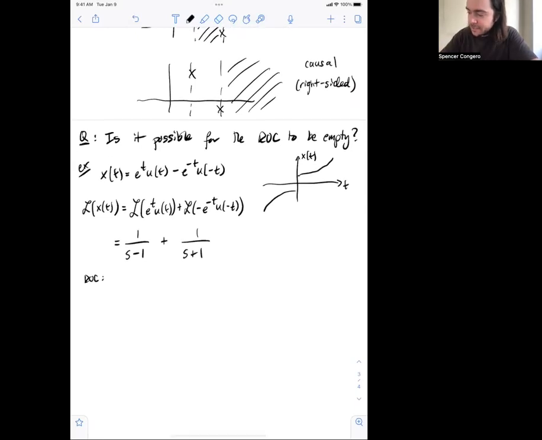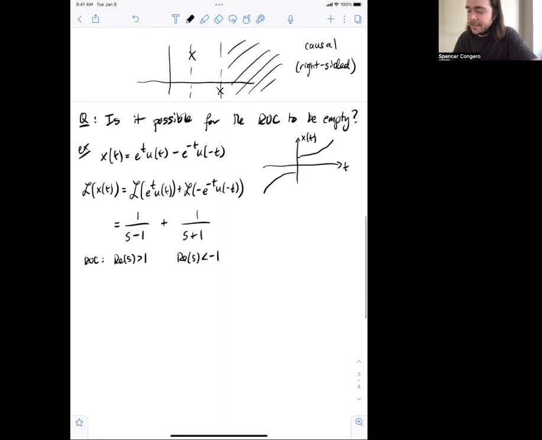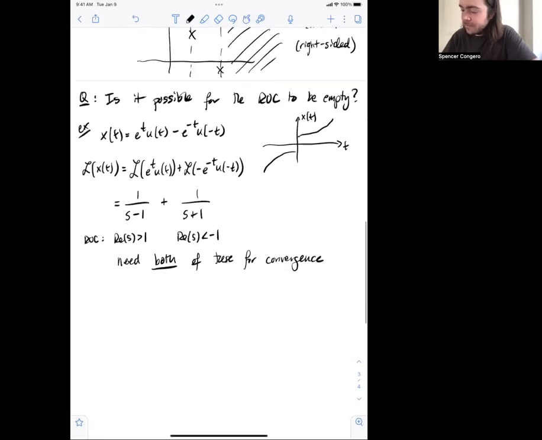And we know the ROCs in both cases. This is when the real part of s is greater than 1. This is when the real part of s is less than -1. And we need both of these situations to be true in order to get convergence. We need both of these Laplace transforms to converge, so we need both of them for convergence.